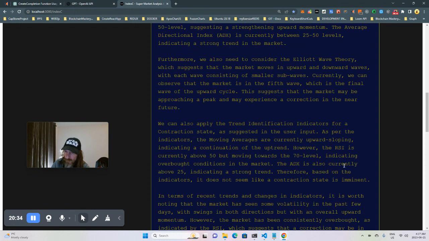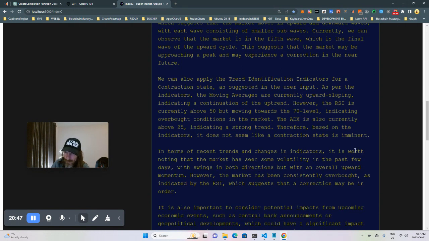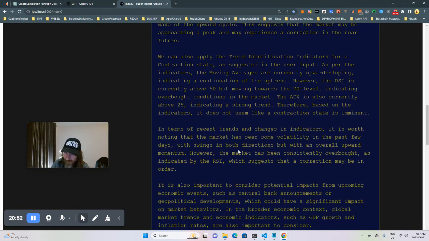The ADX is also currently above 25, indicating a strong trend. Therefore, based on the indicators, it does not seem like a contraction state is imminent. In terms of recent trends and changes in indicators, it is worth noting that the market has seen some volatility in the past few days, with swings in both directions but with an overall upward momentum.